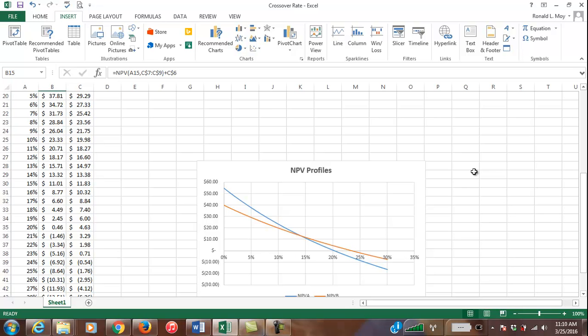So the crossover rate is the appropriate way to compare the IRRs of two projects, assuming that they're mutually exclusive.